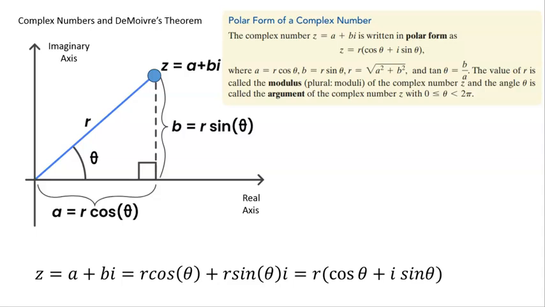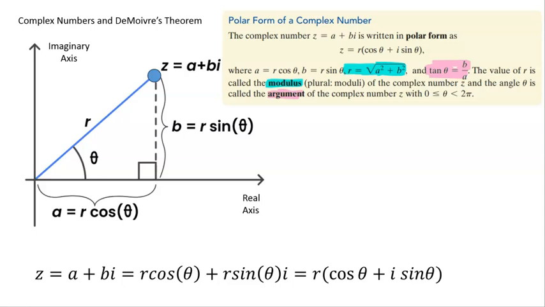The r value, that is your absolute value of your complex number. So notice here it is. In your definition, your r, right here, is the square root of a squared plus b squared. That is the absolute value of the complex number, and it is called the modulus. Notice it says if you have more than one, it's the moduli, but it's the modulus of your complex number. You also have a theta value that you need to find, and it is called the argument.